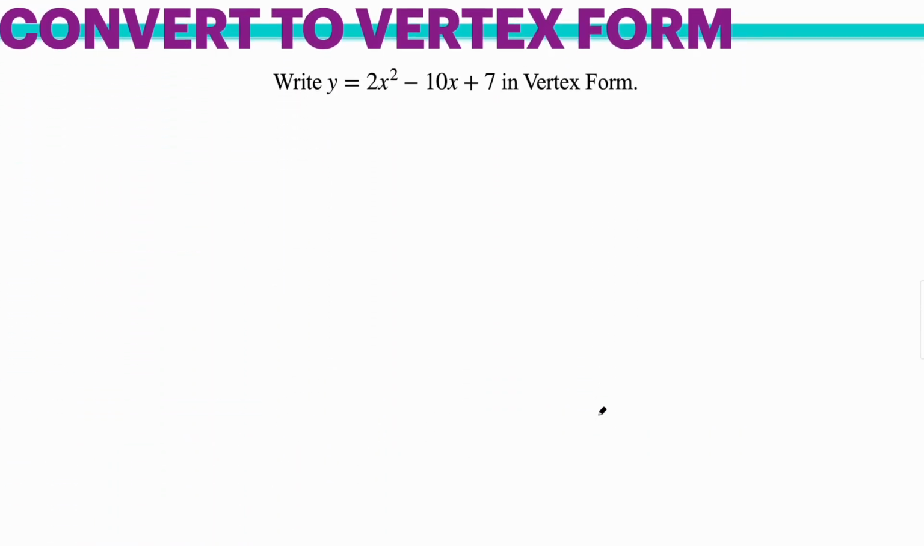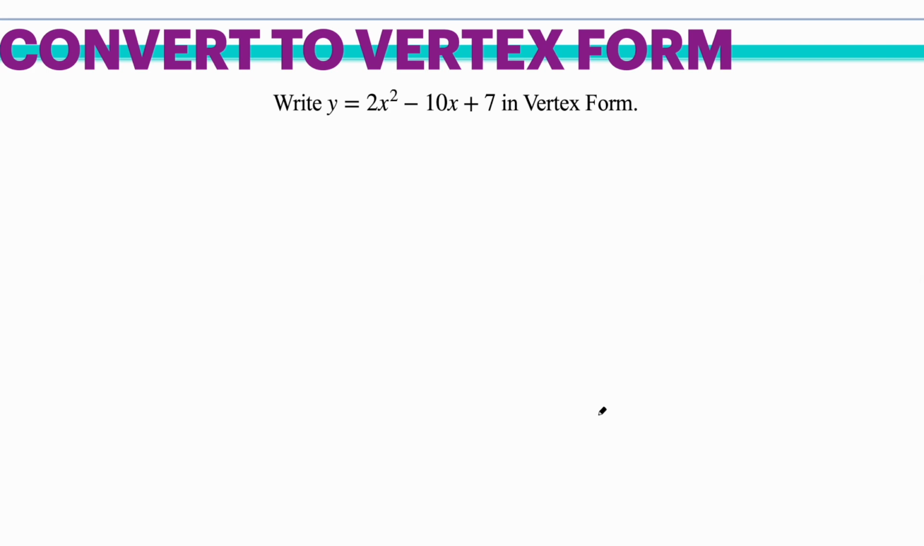Now, to convert from standard form, how do I know it's standard? Because it's in the form of ax squared plus bx plus c. Remember, ax squared plus bx plus c. To convert to vertex form, this is what we do. We're looking first for the vertex. So the first thing we're going to do is find the x value of the vertex. And the way we do that is negative b over 2a.